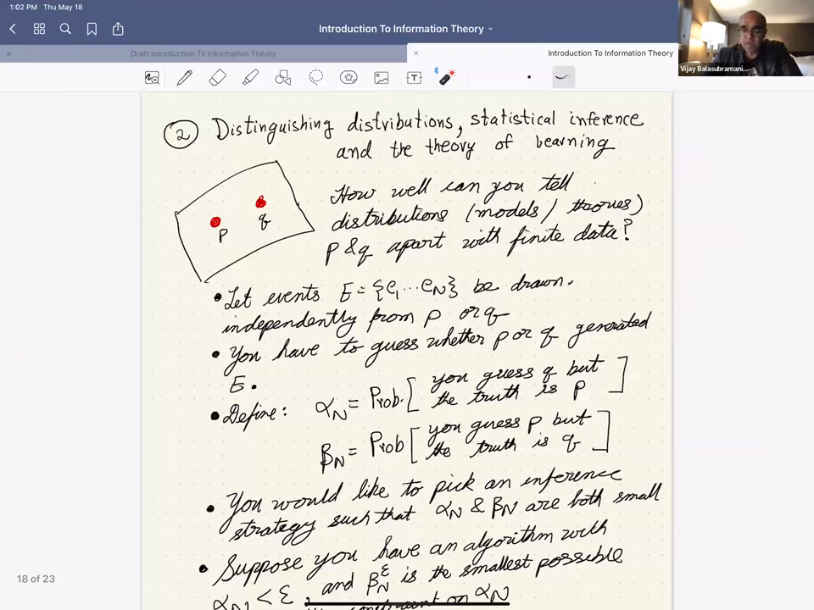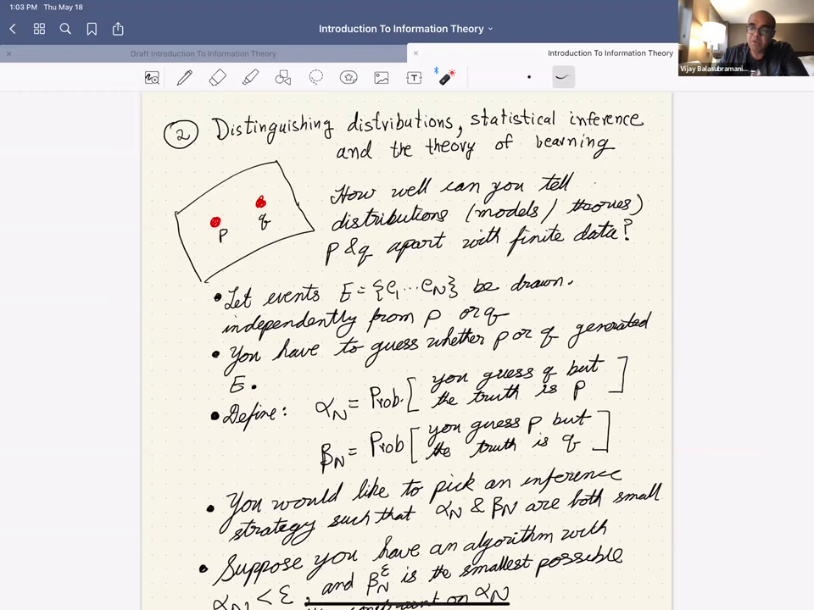Great. So here's another application in statistical inference and the theory of learning. Suppose, rather than modeling the data, you have two possible models or distributions, call them P and Q. And I want to know how well you can tell these distributions apart with finite data. Maybe you can tell them apart, maybe you can't. Let's suppose you have events E1 through EN, which have been drawn independently from either P or Q, and your job is to guess whether P or Q generated the data.